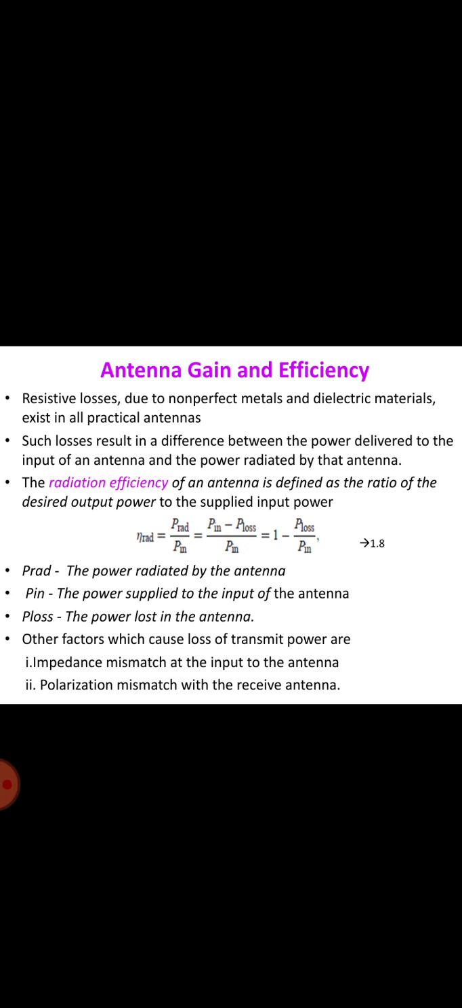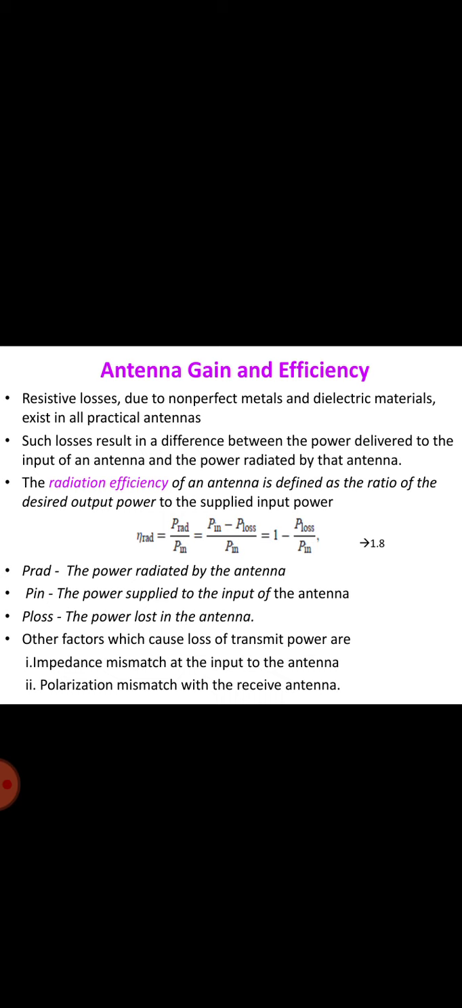Welcome to this module. In this module, let us discuss antenna gain and efficiency. Resistive losses due to non-perfect materials and dielectric materials exist in all practical antennas. Such losses result in a difference between the power delivered to the input of the antenna and the power radiated by that antenna. As with many other electrical components, we can define the radiation efficiency of an antenna as the ratio of desired output power to the supplied input power.